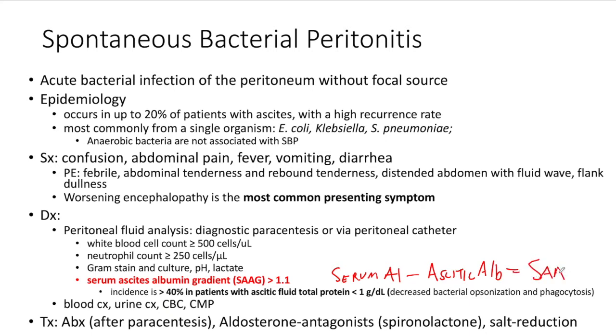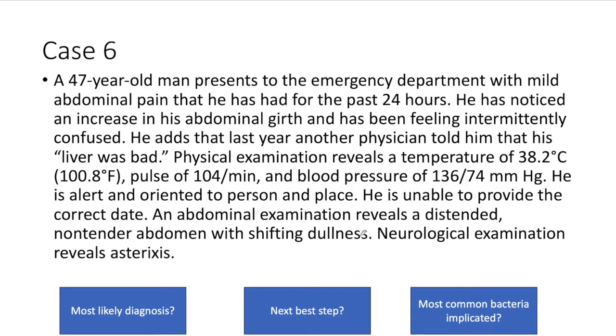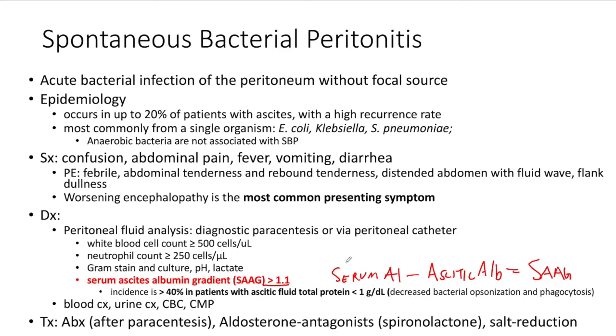Okay, so before we talk about what the causes are, this 1.1 number, let's think of this big picture. In our serum, what's a normal serum albumin? Yeah, exactly. So we'll say 2.5 for our serum albumin. And then we have some number for the acidic albumin, and then that gives us the SAAG.